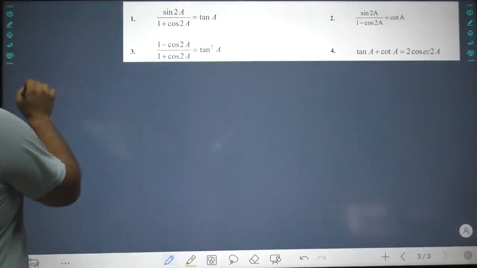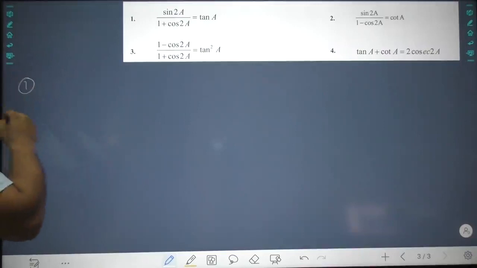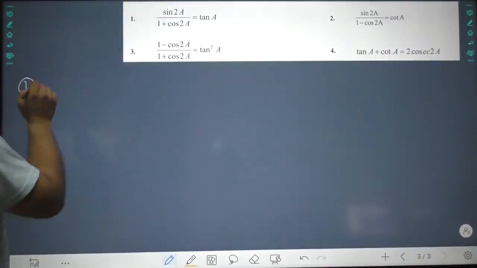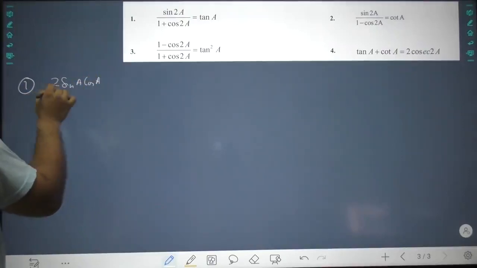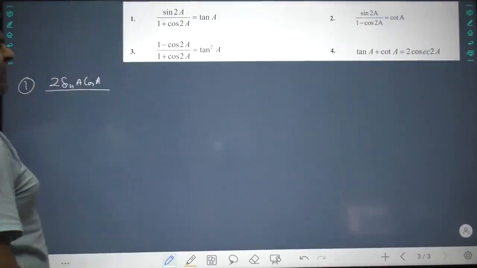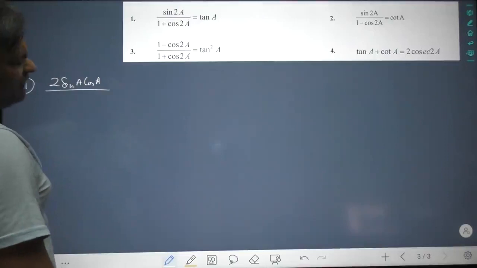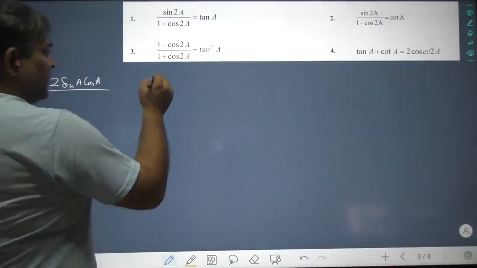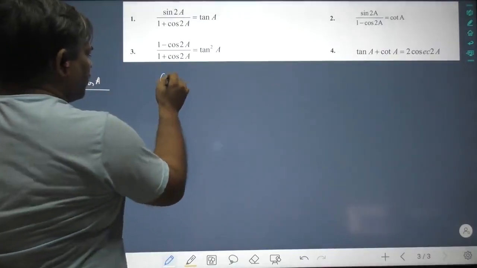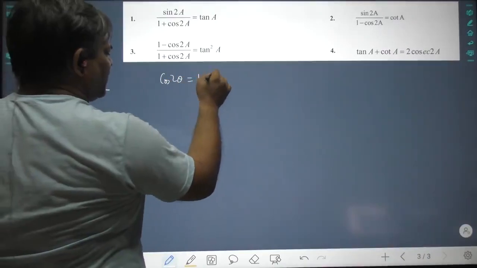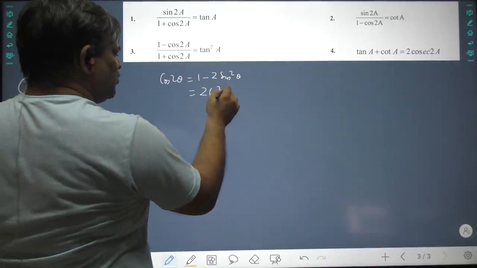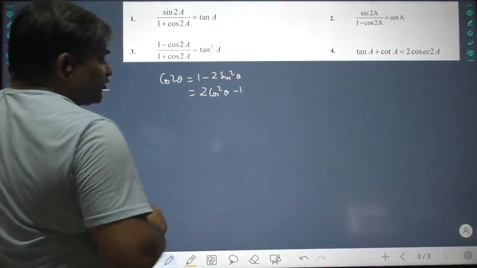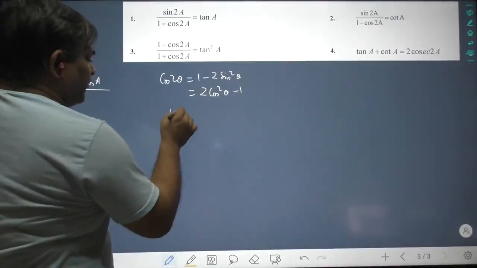Okay, question number 1. If you want to solve question number 1, it is very easy. Sin 2a can be written as 2 sin a cos a, over 1 plus cos 2a. Very versatile formula. Now, please understand, cos 2 theta can be written as 1 minus 2 sin square theta or 2 cos square theta minus 1. So we have two very important formulas.